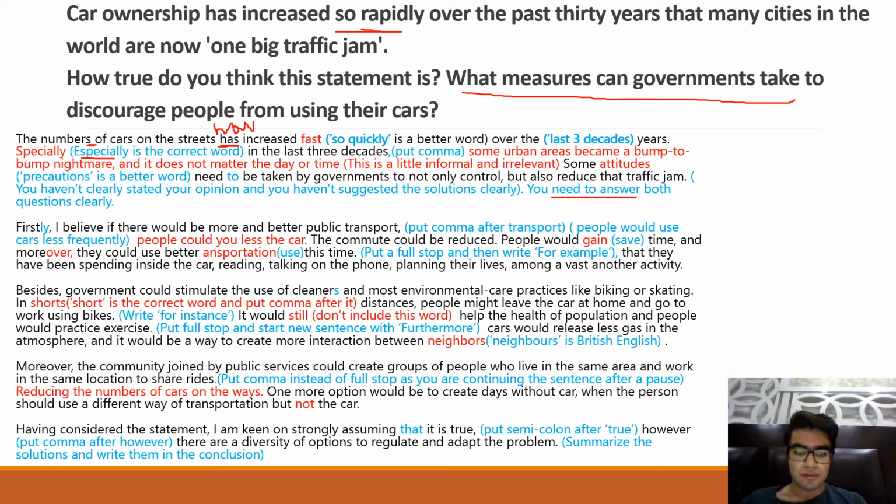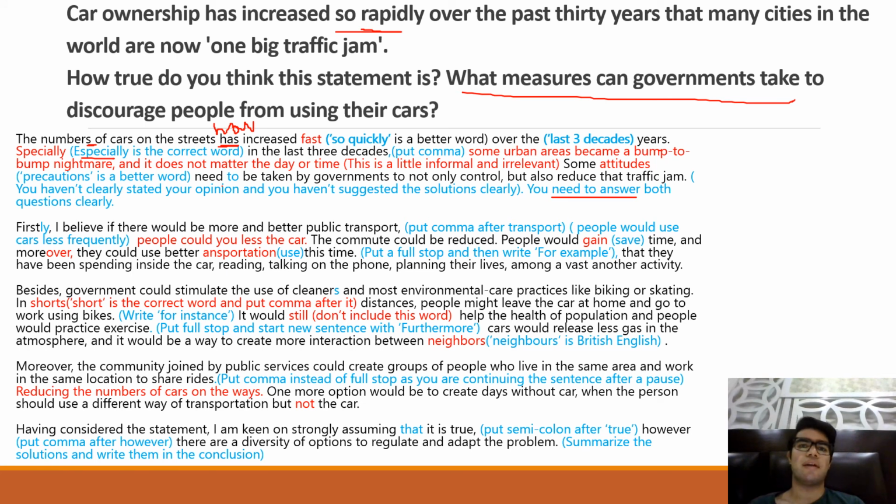Okay. Now let's move on to the first body paragraph. So you said, "First, I believe if there would be more and better public transport, people could use less the car." So the red part, this is an incorrect sentence. You said "people could use less the car", and it's an incorrect sentence. Then you said "the commute could be reduced". I like the fact that you have used the word "commute" and written it as a short sentence. The commute could be reduced, so it's a good thing.